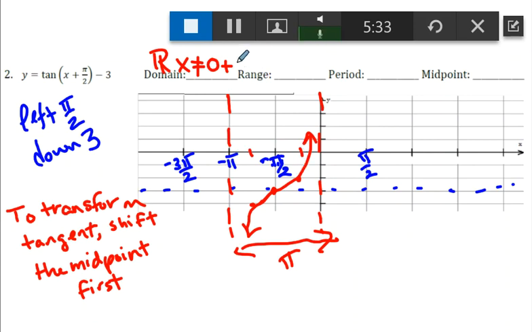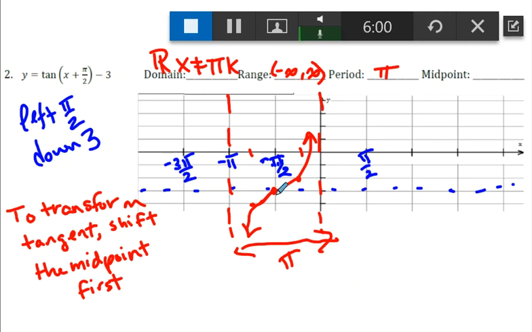It's pi. So it would be 0 plus pi k. But 0 plus I don't need. So basically, x does not equal pi k, because 0 plus pi k is the same thing as pi k. For tangent and cotangent, my range is always going to be negative infinity to infinity. And the period we know for tangent and cotangent is pi.